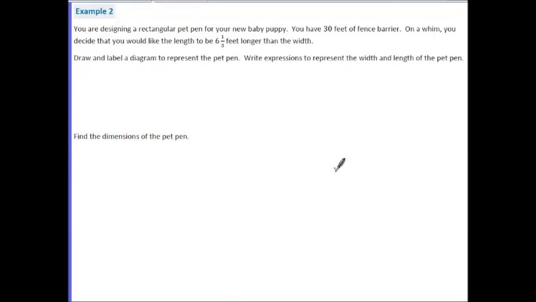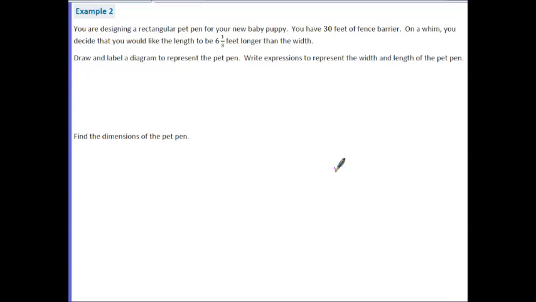In example 2, you are designing a rectangular pet pen for your new baby puppy. You have 30 feet of fence barrier. On a whim, you describe what you would like the length to be 6 1/3 feet longer than the width. Draw and label a diagram to represent the pet pen and write an expression to represent the width and length of the pet pen. So notice they asked us to draw and label a diagram.